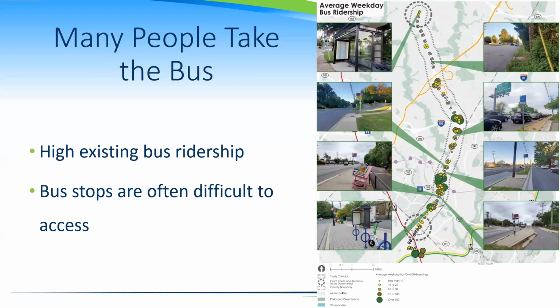There's high existing bus ridership. Those stops are often difficult to access. What you see on the right are the bubbles of where people are getting on, and you can see nodes around Hillandale. You can see nodes around University and south of University, Ethan Allen, and then as well as Fort Totten. So you can see some of those nodes pop out.